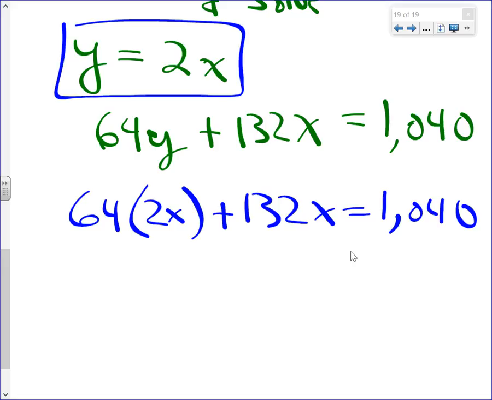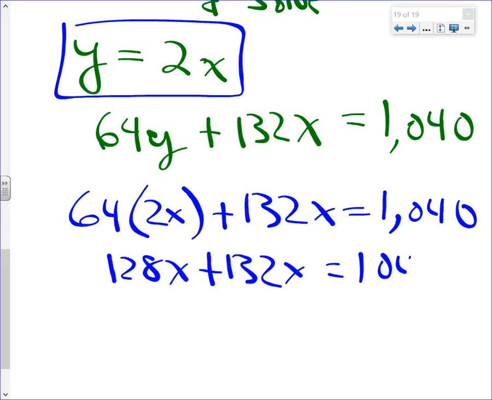Moving right along. That's the second step of systems, right? The third step is to solve for x now. Look, we have an equation with just one variable. We're rocking and rolling. 64 times 2x is, I have no clue. 64 times 2 is 128, I want to say. Yeah. Correct me if I'm wrong. 128x plus 132x is 1,040.